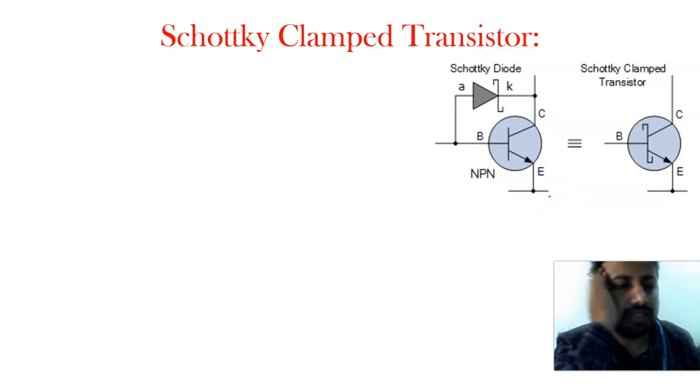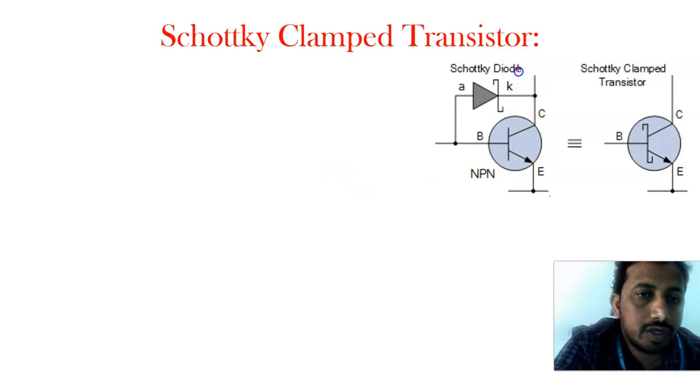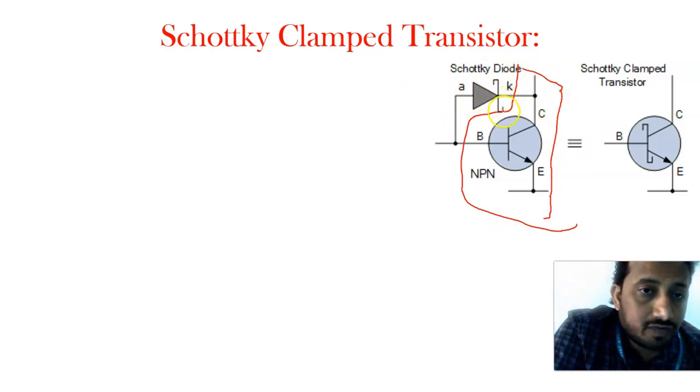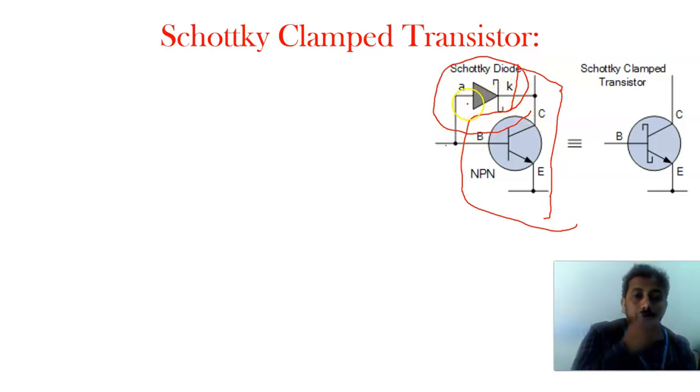The Schottky transistor, strictly speaking, is a normal PN junction transistor. You can see over here, this is a normal PN junction transistor. Now to this transistor, we are going to add a Schottky diode. Over here, between the base and the collector, we are connecting a Schottky diode. Once you connect the Schottky diode, the voltages are drawn over here, and we call it an equivalent transistor.